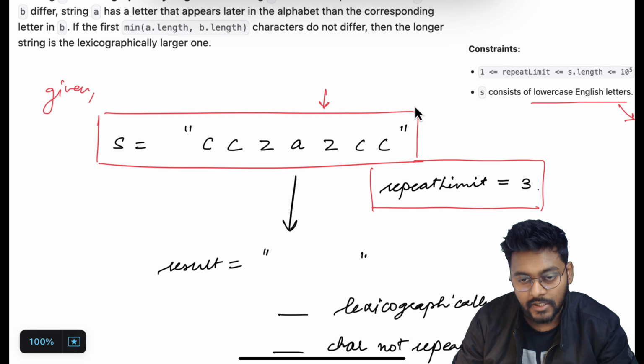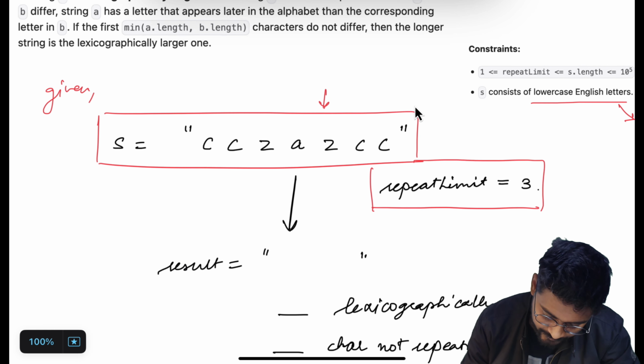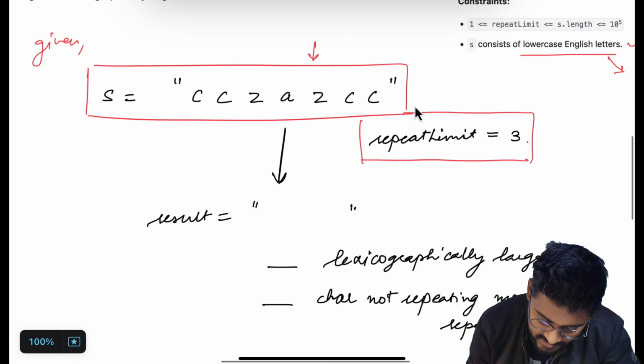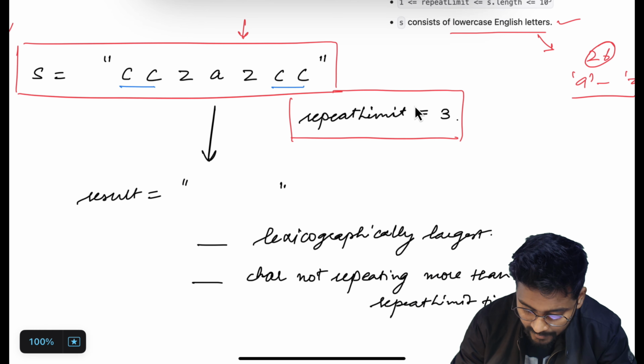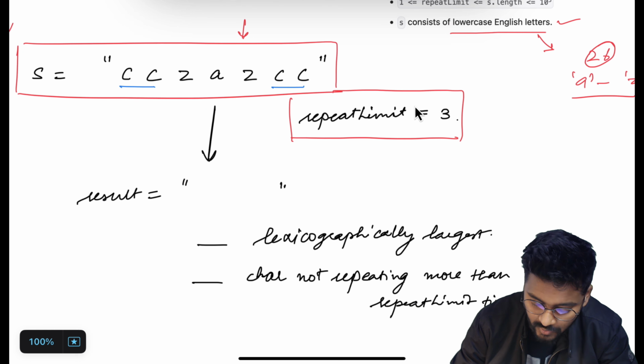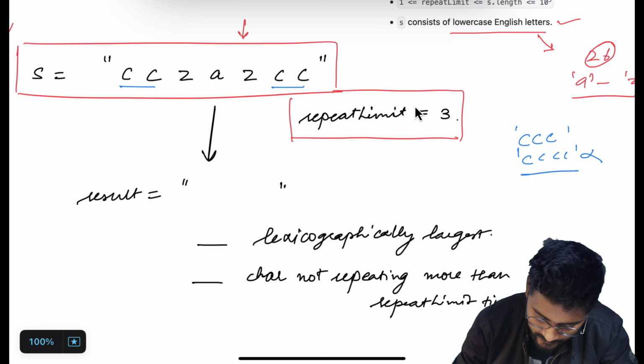It means if a character is repeating in our resultant string, it should not repeat more than 3 times at one place. So let's say in this case C is repeating a maximum of 2 times. 2 times it is repeating here, 2 times it is repeating here. And in the resultant string, my repeating character count should not cross 3. So if it is C, it is allowed. If I use C 4 times, it won't be allowed.